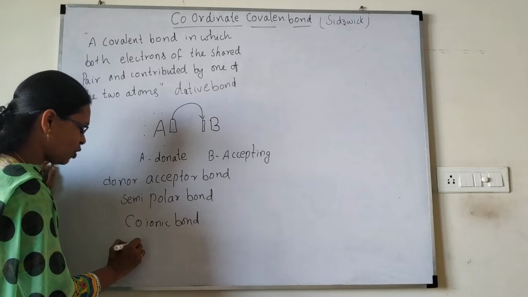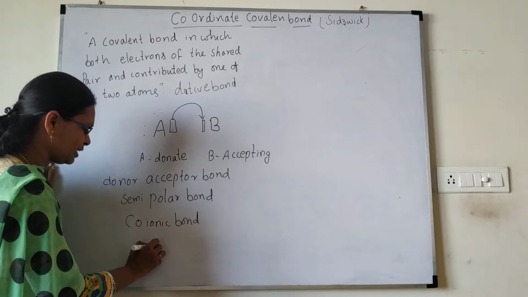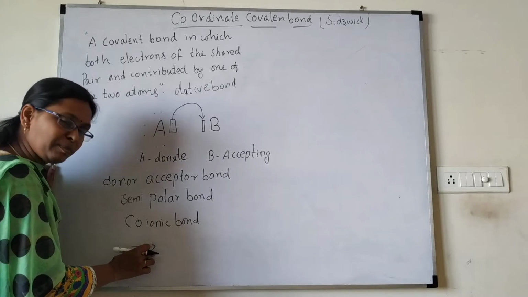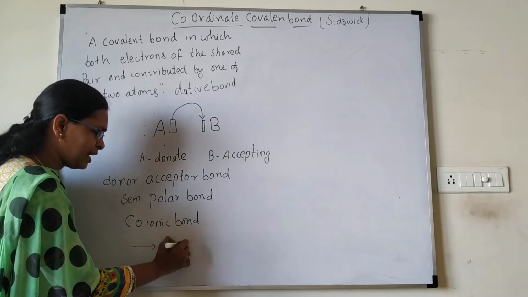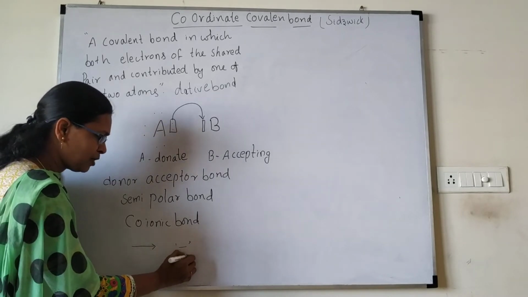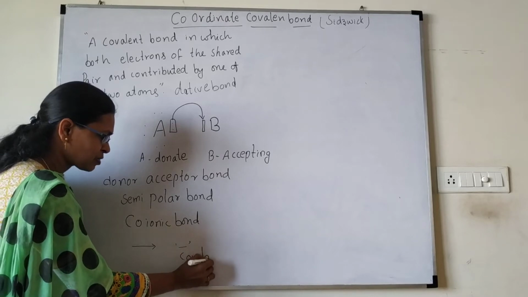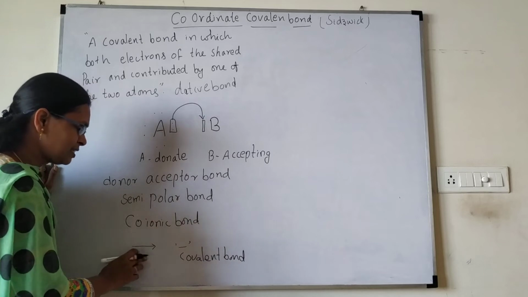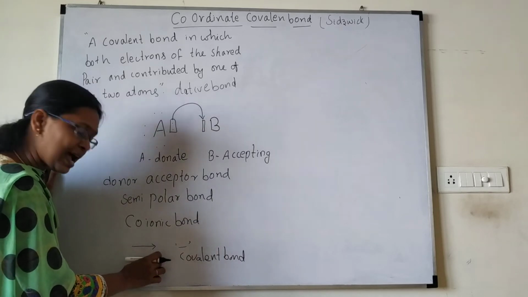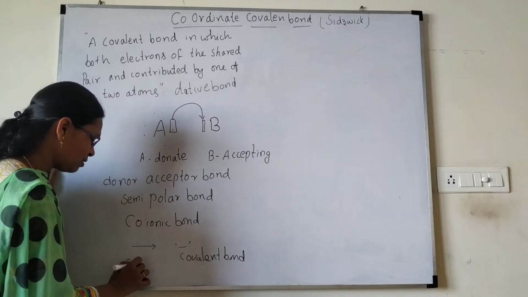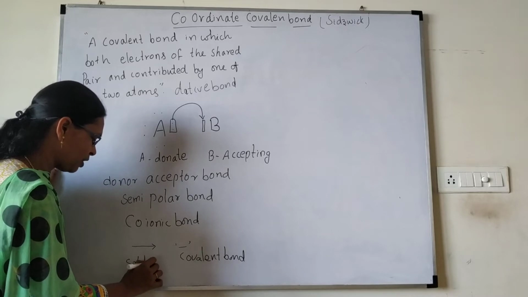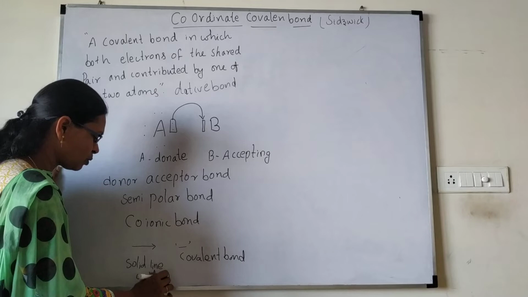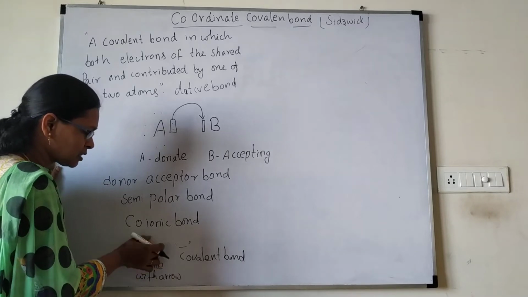And a coordinate covalent bond will be indicated with an arrow. Okay, a normal covalent bond we will show as a single solid line, right? And this is a solid line with an arrow. We are mentioning the coordinate covalent bond as a solid line with an arrow. So that symbol will be there.